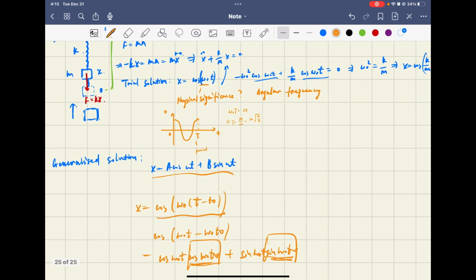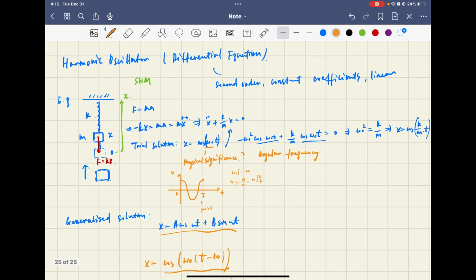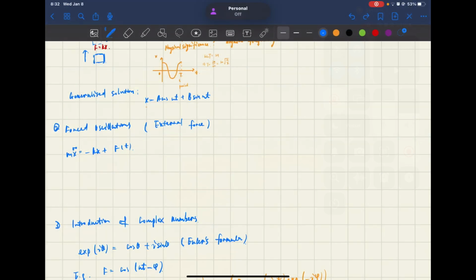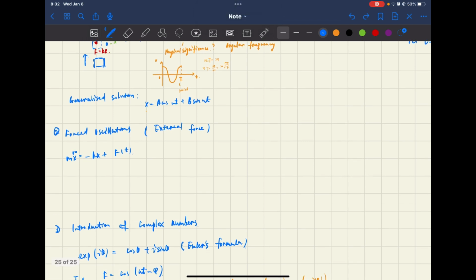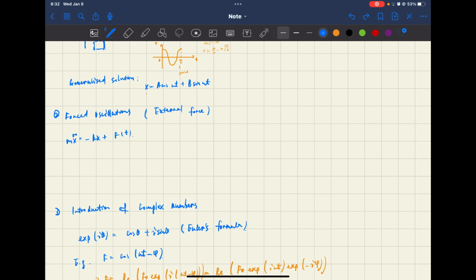Okay, so that's a generalized solution for that, and this is for harmonic oscillators, which is the simplest case of all. Next we're going to talk about another type of oscillation, which is called forced oscillations. In this case, an external force is involved. The external force will always be helping the system do the simple harmonic motion, and thus its direction is always the same as the acceleration, because it's helping the system do the motion.